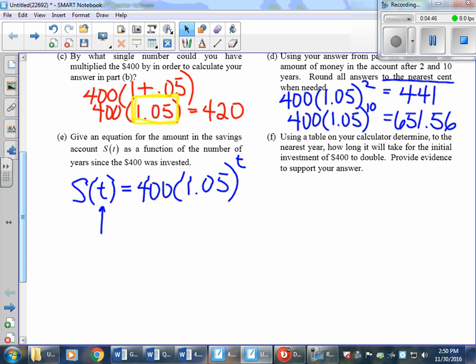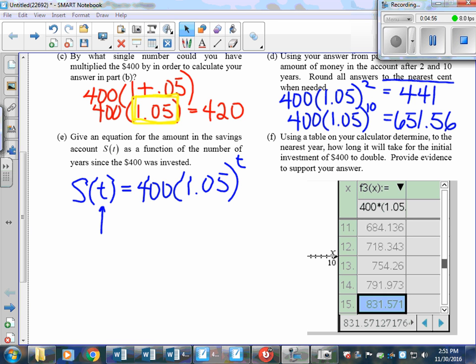So go to your calculators. If you're at home, you're not going to be able to do this, but I can show you what we're talking about. So just hold on a second, and I'll pull up a table on our calculator. Okay, there we go. So if you were going to pull this table up on our calculator, you would put this into your calculator under your graphing icon, and you come up with the table here, because what we're looking for is when the investment doubles to 800.